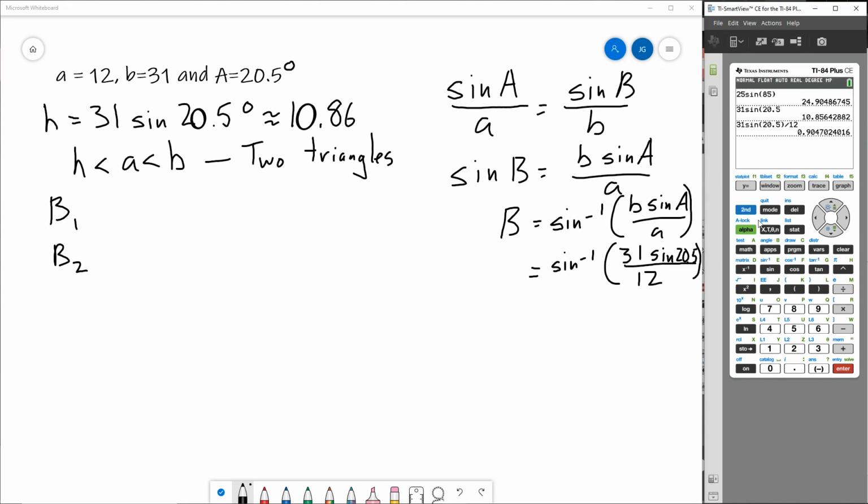And now I want to use the second key to get my arc sine function, my inverse sine function. Then again, second key to get the answer down there, which is by where the negation sign is. Plug that into the calculator, hit enter, and I'm given that I have a B1 of approximately 64.8 degrees.